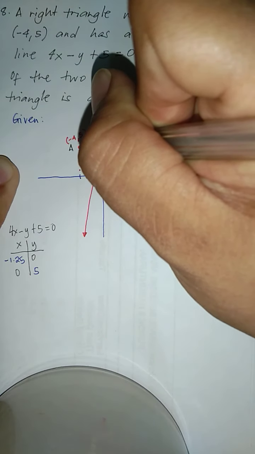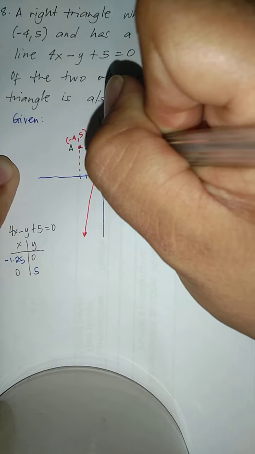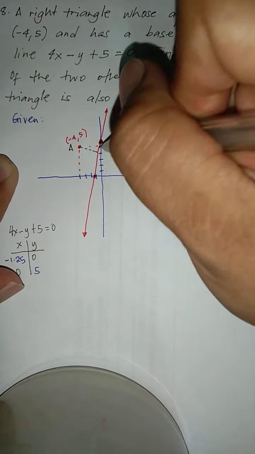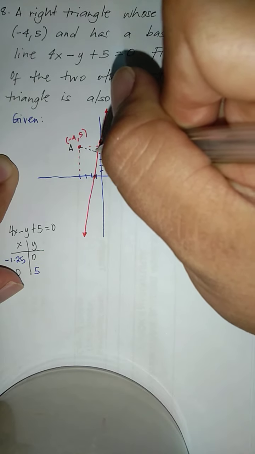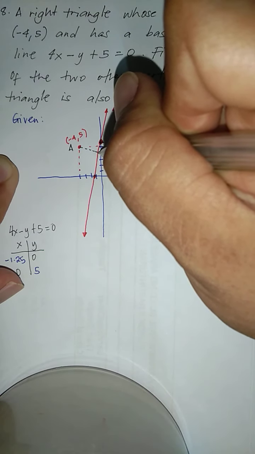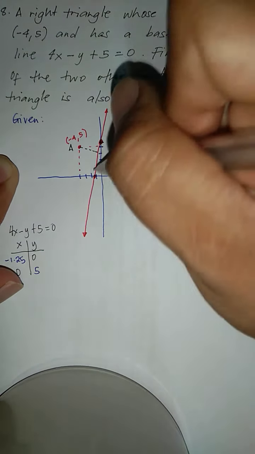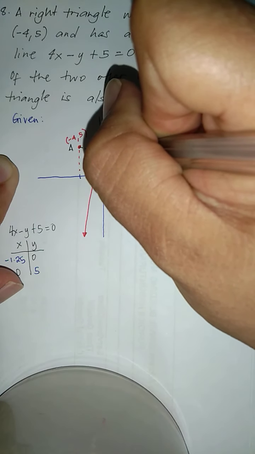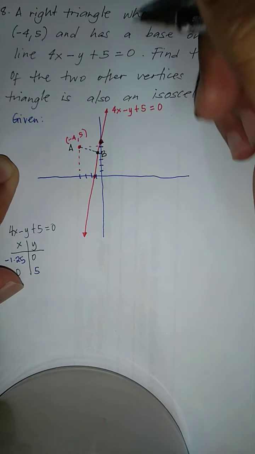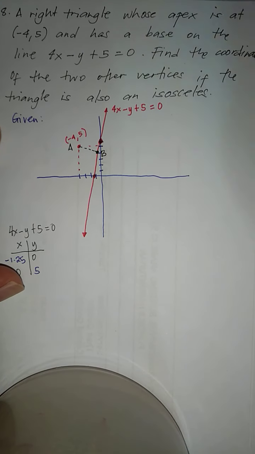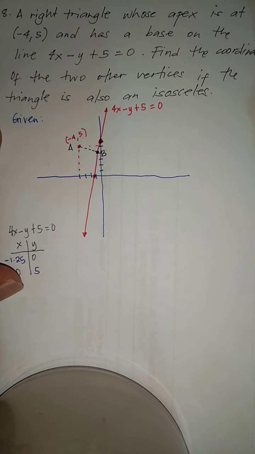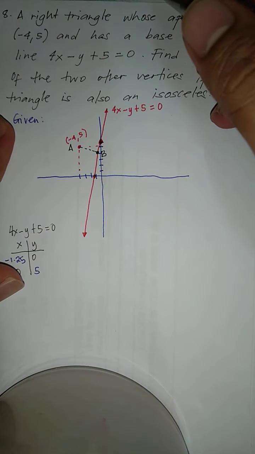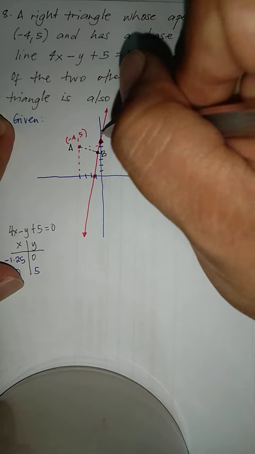So let's draw a line perpendicular to this line. This one will serve as our height, as opposed to the base that is on this line. Let's label this vertex here as point B. Now for the base, since it was not specified where the third point will be, as long as it is on this line, there are two possible locations for our C.